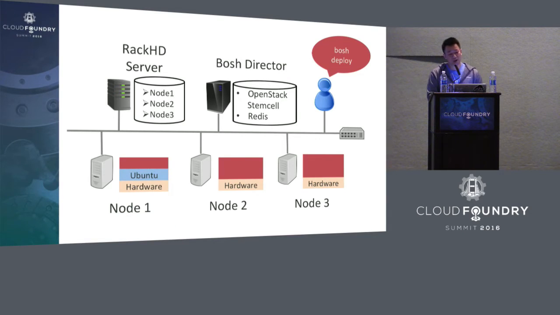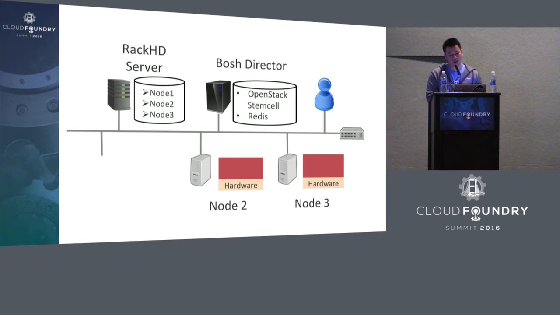So the Bosh director would then tell the RackHD server to install the image on one of the machines, right? And as soon as the image is booted up, the Bosh agent running inside the image will attempt to communicate with the Bosh director. And the Bosh director at this point would tell it to install Redis on the computer. So after this, the deployment is finished, and the Redis server is functional on the bare metal machine, right?